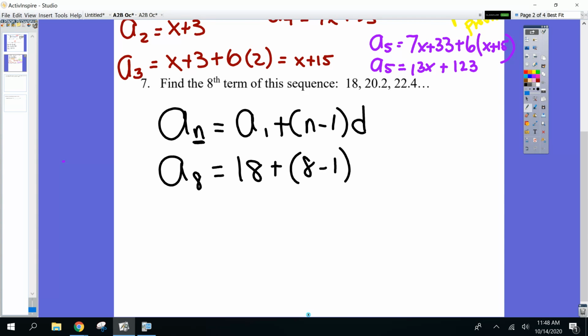Okay, what's this d value? What am I going by in this one? 2.2. Times 2.2, everybody. Not plus, but times. There we go. If you have to, go ahead. Write them all out. But you shouldn't have to.